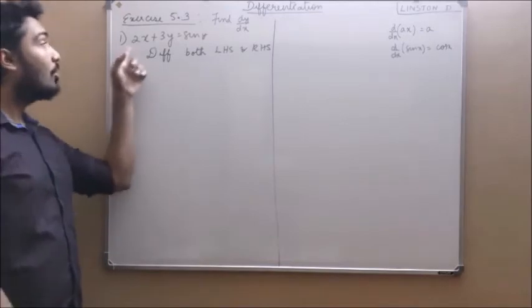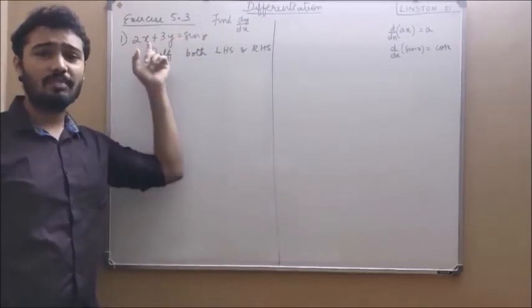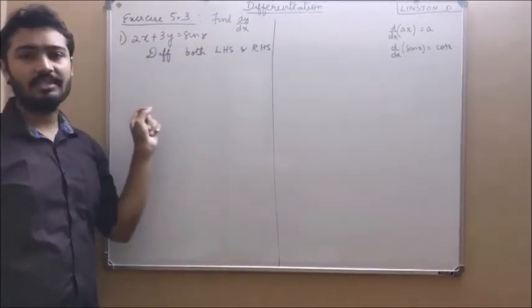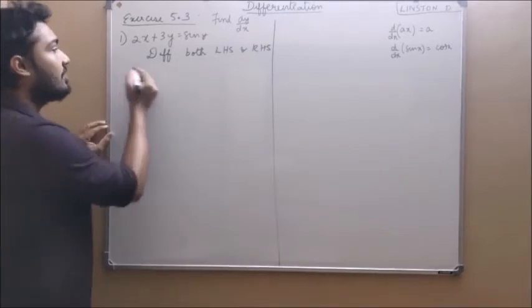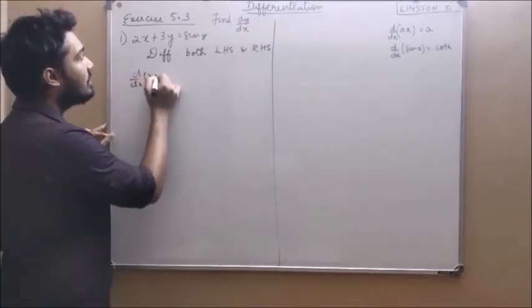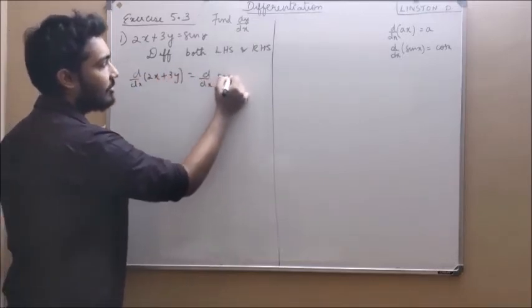Next question, 2x plus 3y equal to sin y. It is same as the previous question, but the only difference is here, instead of sin x there is sin y. Now differentiate this. So what's the differentiation? Differentiate on both LHS and RHS. So d by dx of 2x plus 3y equal to d by dx of sin y.